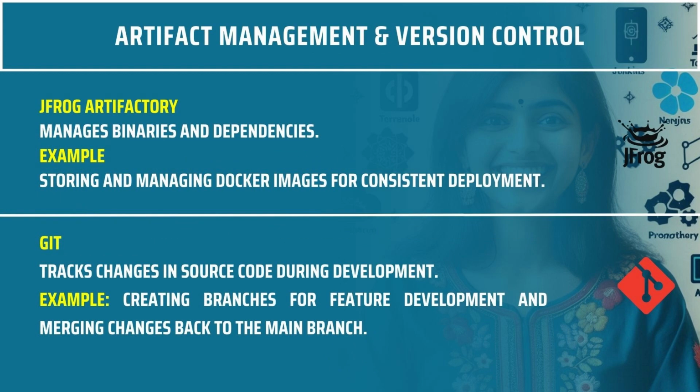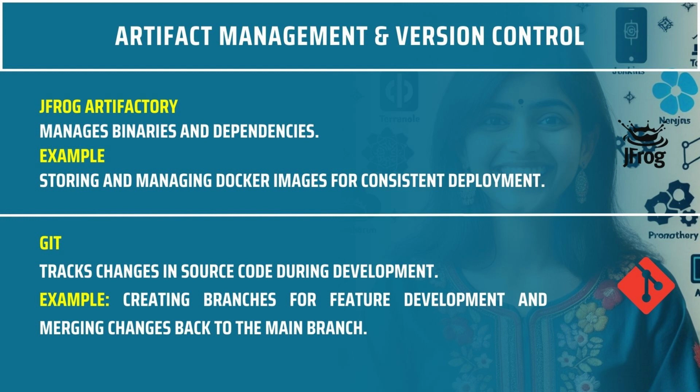The next category is artifact management, where we have JFrog Artifactory. It's a universal repository manager that supports various software package formats. It helps us in managing binaries and dependencies throughout the application lifecycle, where, for example, you can use JFrog Artifactory to store and manage Docker images, ensuring that our deployment pipelines have consistent and reliable access to the necessary artifacts.